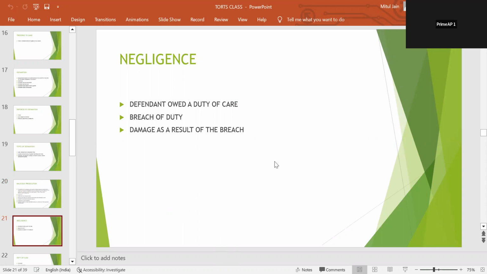Now, negligence is a very important tort in the sense that negligence basically is a situation where a person has failed to do something which he or she was otherwise under an obligation to do. So in simplest terms, negligence is basically an omission.